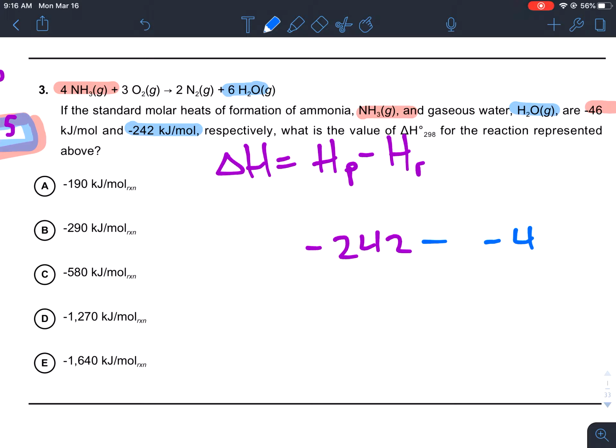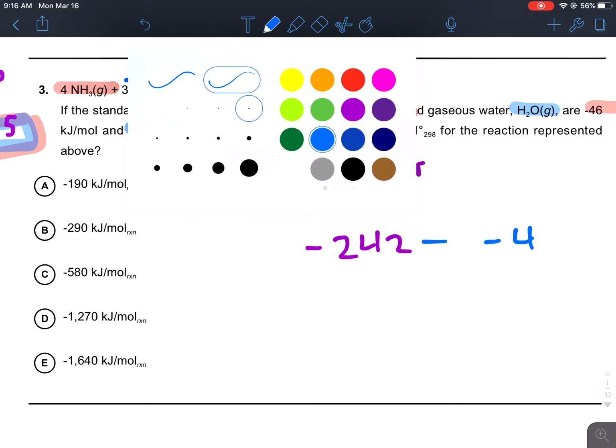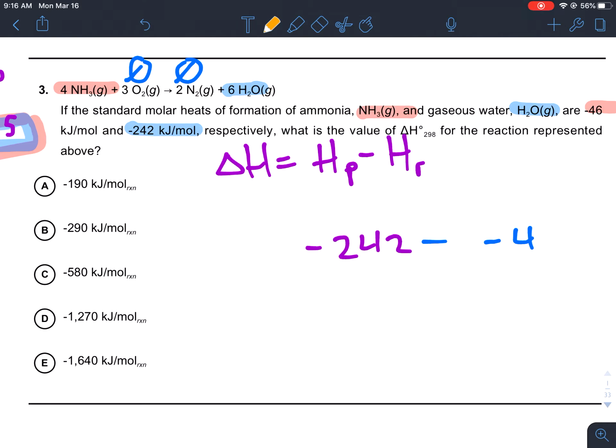Now, what I also want to share with you is, there's a couple things. Why don't O2 or N2 have any delta H? Well, O2 is a pure substance, so its delta H is 0. N2 is a pure substance, so its delta H is 0 as well. Now, there's one last thing you need to account for. That's a 4 and that's a 6. Those are coefficients that need to be multiplied here. Oh, I didn't write this, 46, sorry.